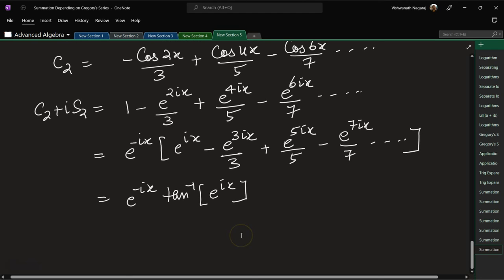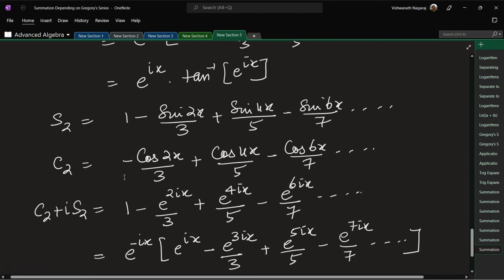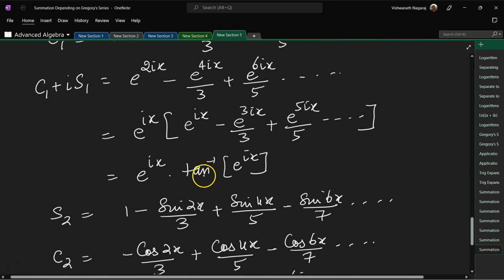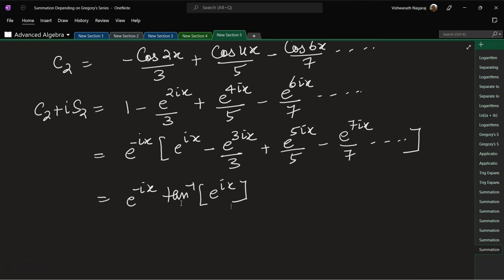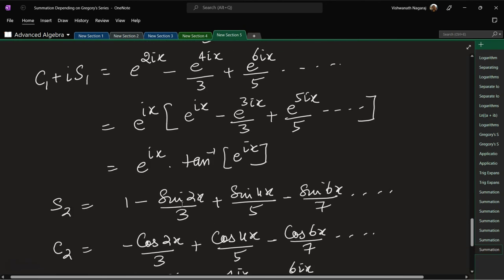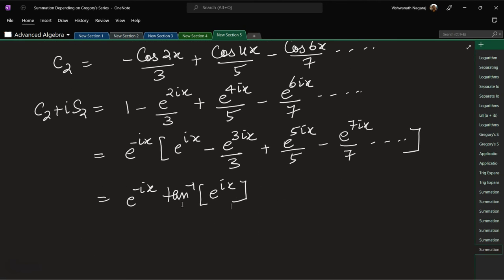So we have got S1 and S2. S1 is the imaginary part of this, right? And S2 is the imaginary part of this. So which means we need only this imaginary part. So how do we get that? Directly we can't do that.